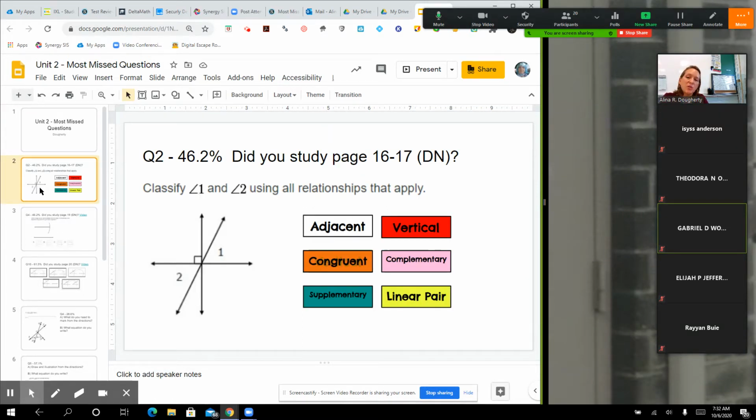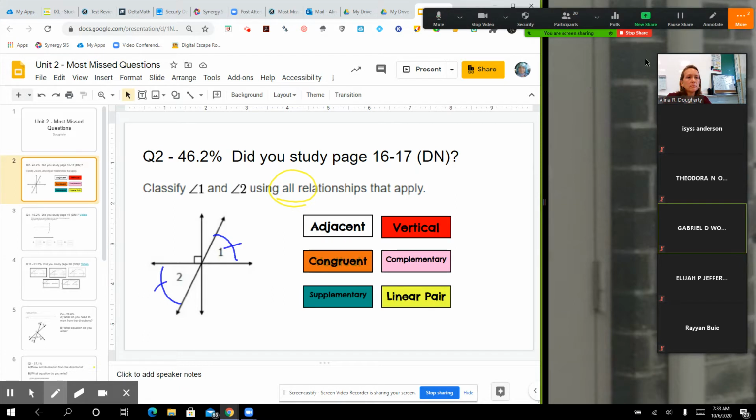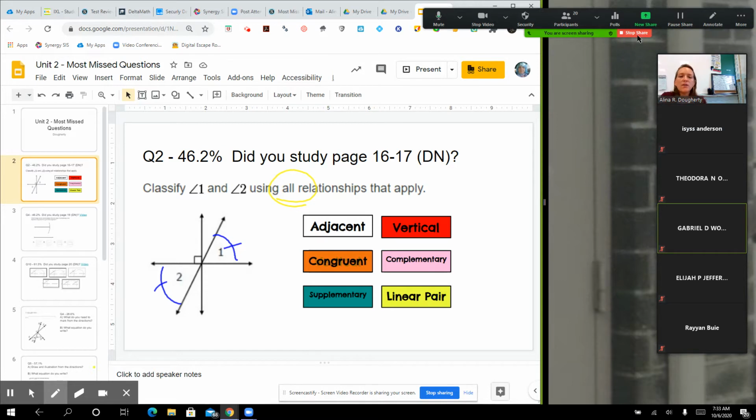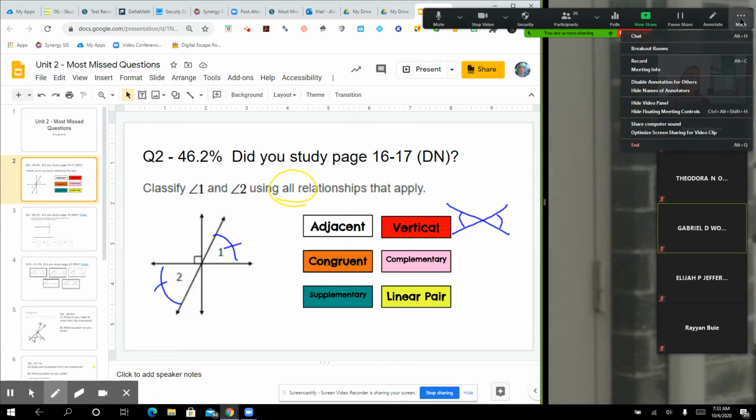First question that's always a low question is this one, mostly because you have to get all of the relationships. And if you don't get all of them, you don't get credit. What describes these angles? Anybody? Vertical, absolutely. They are vertical. What makes them vertical? Describe what vertical looks like. They are also congruent, absolutely.